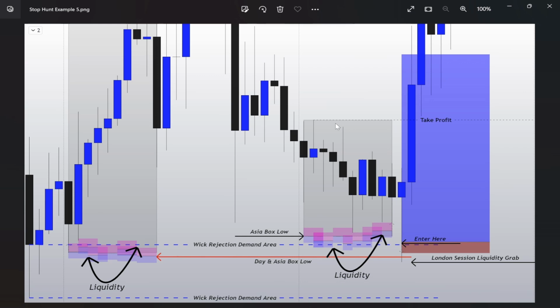Your first take profit is going to be the Asia high right here, and then you can move your stop loss and let the trade accumulate more profit for you. So that right there is an example of a stop hunt in the Forex market.